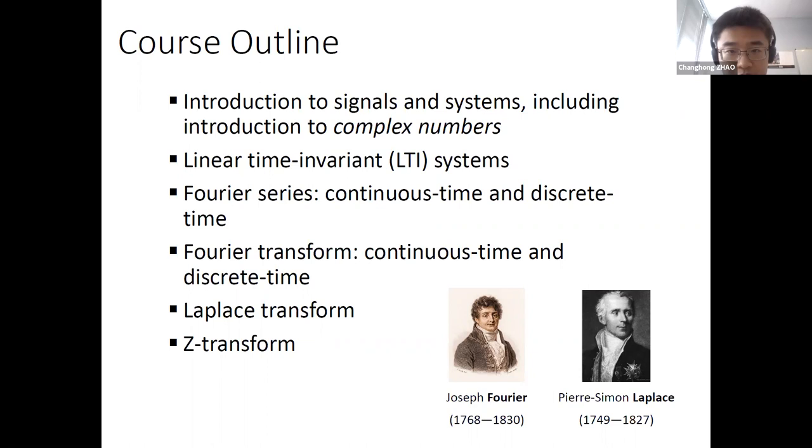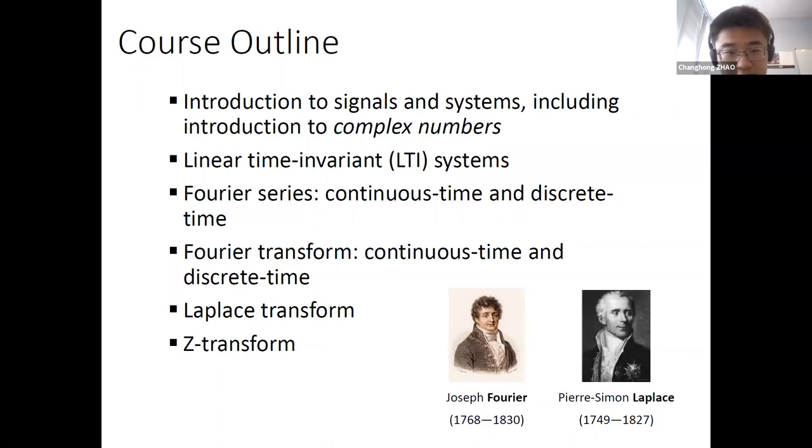And then we will use more than half of the term to learn several different transformations of signals. The purpose of learning transformation of signals is that if you are given a signal presented in its original form, it is hard to understand its structure and its meaning. But if we can present the signal in a different coordinate or in a different domain, the structure might be clearer. That's why we will learn different transformations, including Fourier series and Fourier transform.